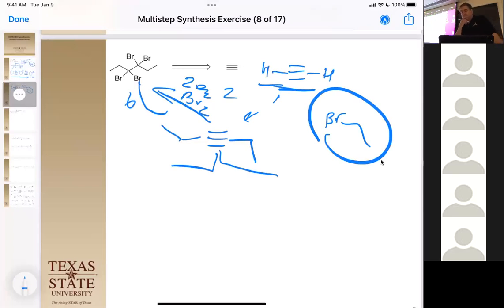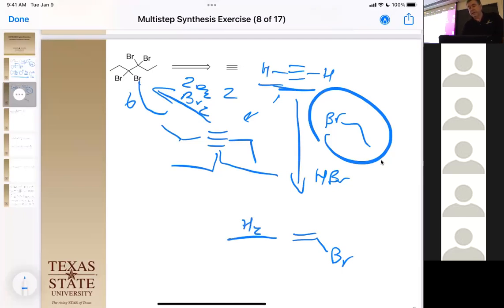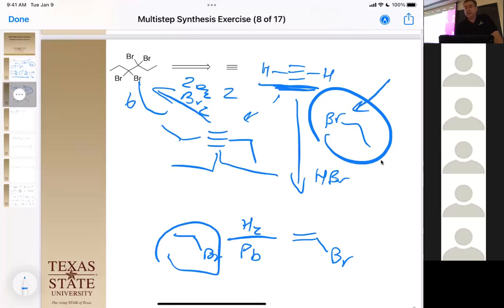So we want a bromine on there, but we want an alkene. If we just added HBr across it, you would get that. That's not exactly what we want. Oh, but then if you hydrogenated that, you would get that. So let's put it all together. We know how to get to this fragment, which is needed for this step, and from acetylene. And we know we can use acetylene in this step to get to there. So let's put it all together.